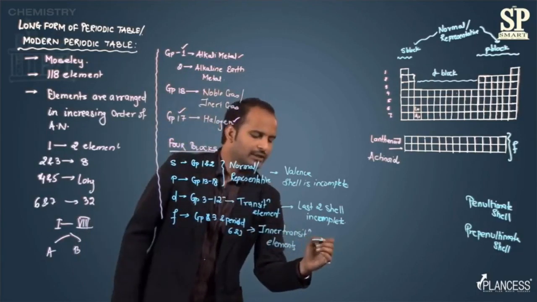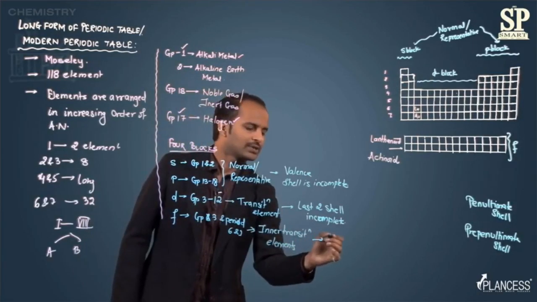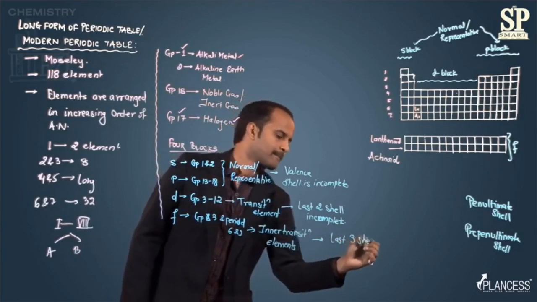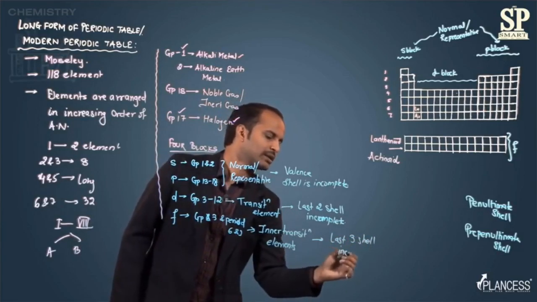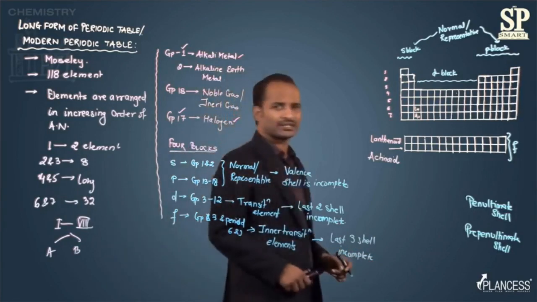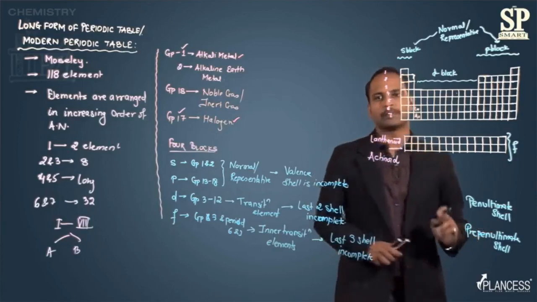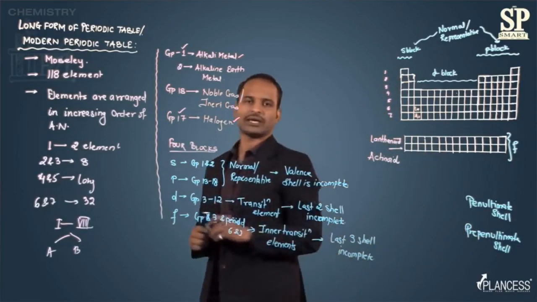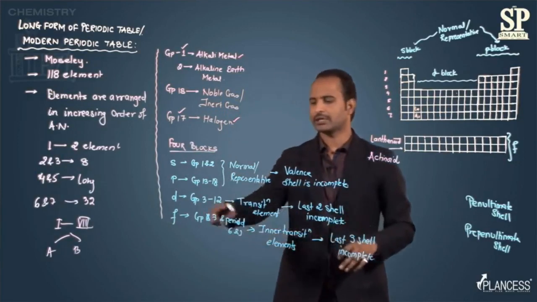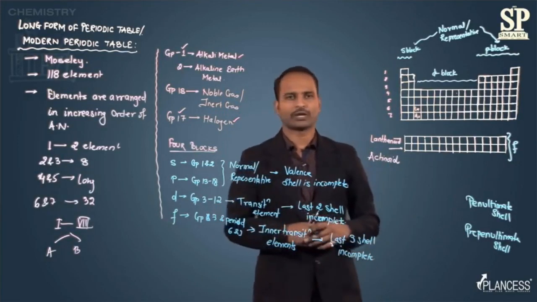The reason for calling them inner transition elements is that their last three shells are incomplete. Last three shells means which three shells? I can say the valence shell, the outermost; the penultimate shell, that is the second last shell; and the pre-penultimate shell, that is the third last shell. So these three shells are incomplete in case of F block elements.